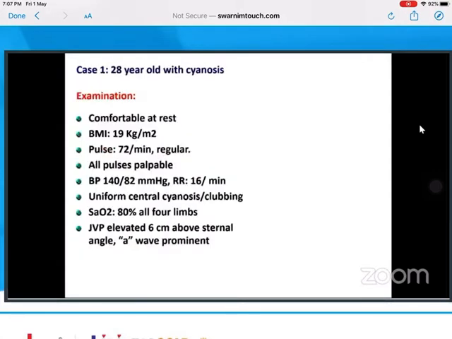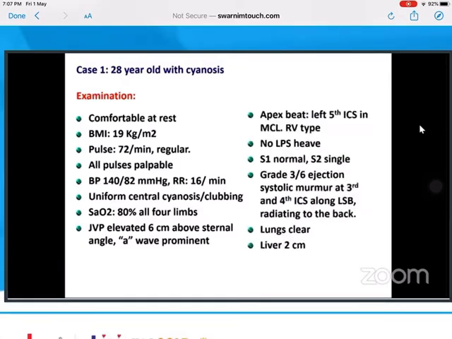The examination in this particular patient showed that he is comfortable. His BMI is only 19, pulse was 72, pulses all palpable, blood pressure 140/82, no respiratory distress, uniform central cyanosis with a saturation of 80% in all 4 limbs. JVP 6 centimeters above the sternal angle. So it is raised and the A wave is prominent.